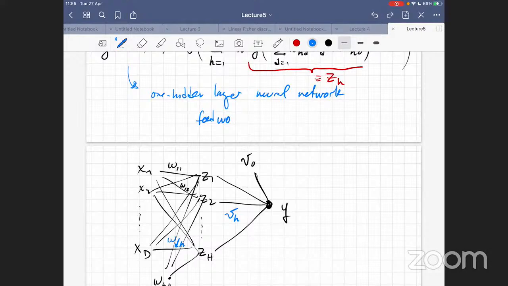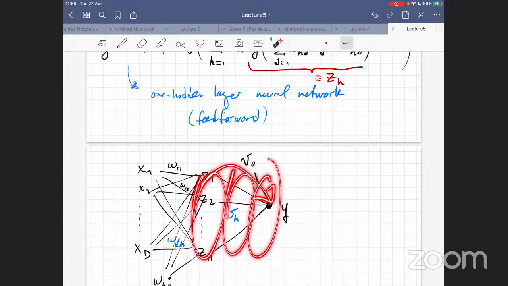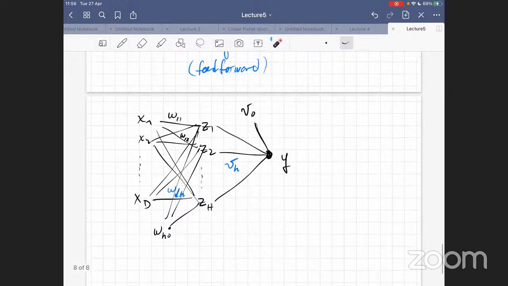Feed forward neural net, in the sense that I go from the input to the first layer to the output. And if I have more layers, as we will see now, first layer, second layer, third layer, etc., and the output.